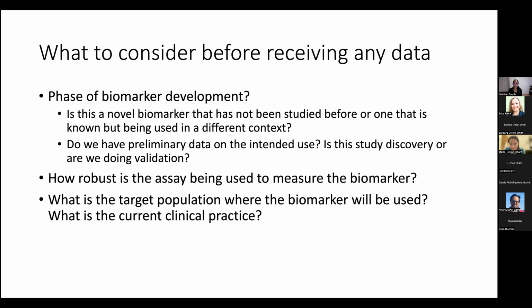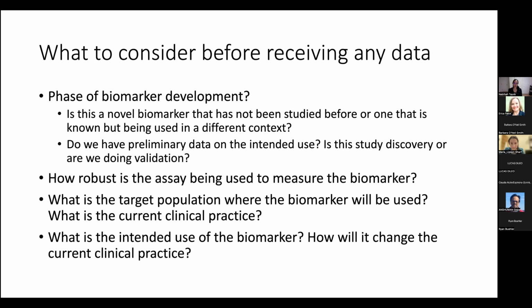So you need to understand the current clinical practice, and then you want to say, how will this biomarker be used to change the current clinical practice? Because that's how we need to study the biomarker. We need to see what is the intended use, and how is it going to change the current clinical practice? Because that'll help us understand how we measure its effect, and how we come up with thresholds for, yes, this is a useful biomarker or not.